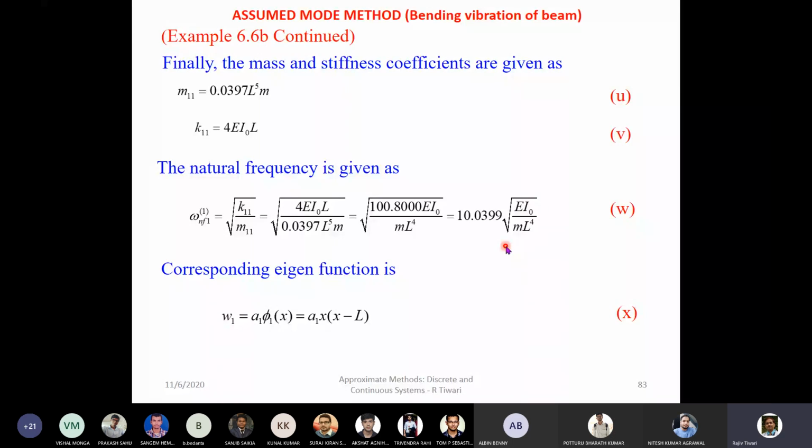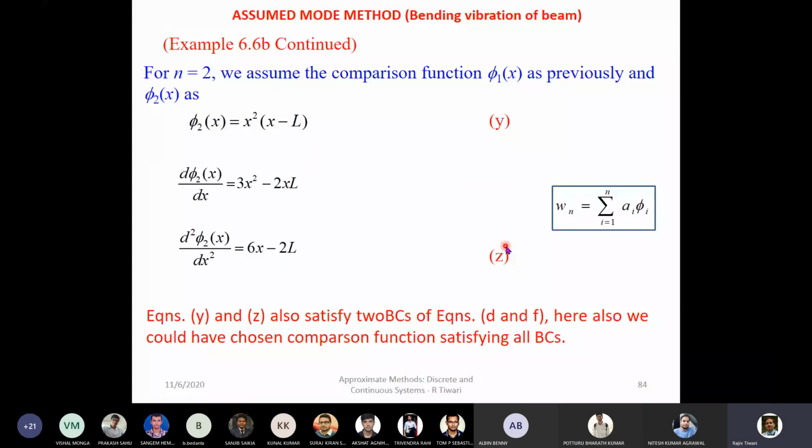So we had only a single natural frequency. Now we'll go for two comparison functions, or admissible functions. This should be an admissible function: x square times x minus L.